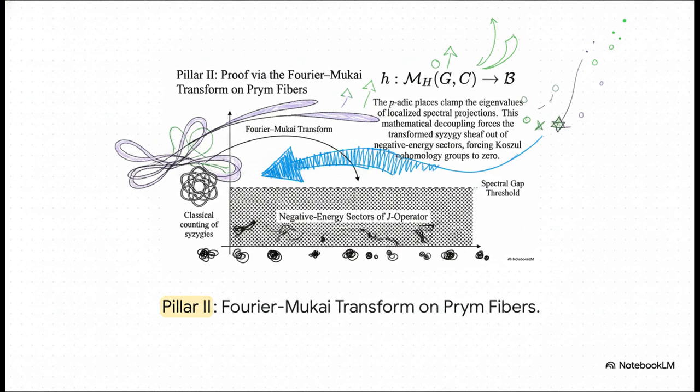By hitting the prime fibers with the Fourier-Mukai transform, a mathematical decoupling occurs. This decoupling forces the transformed syzygy sheaf entirely out of the negative energy sectors of the J operator. The transform literally vaults the math right over that spectral gap threshold, which forces the Koszul cohomology group to 0 without ever needing the curve to be generic.